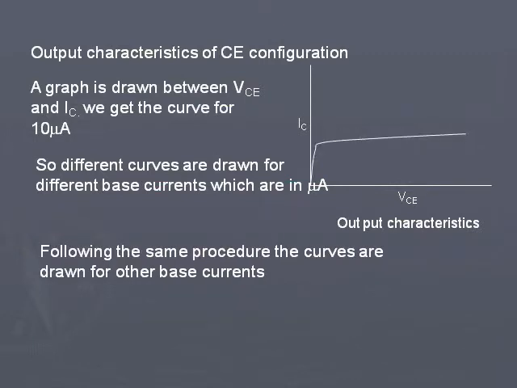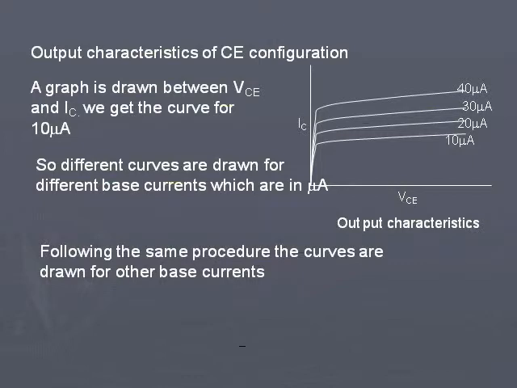Now, at a particular base current, if we observe the relation between collector current and collector voltage, as the collector voltage increases, the collector current increases, but after reaching a certain value, it almost remains constant. So it reaches a saturated state. The collector current becomes maximum for a particular voltage of the collector to emitter, and above this voltage value, this current remains constant. So these are the output characteristic curves.